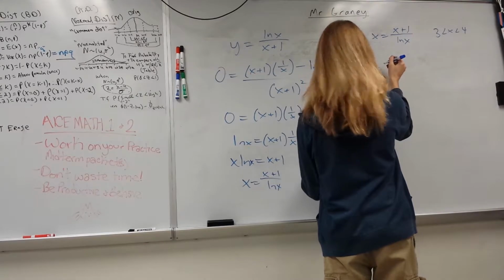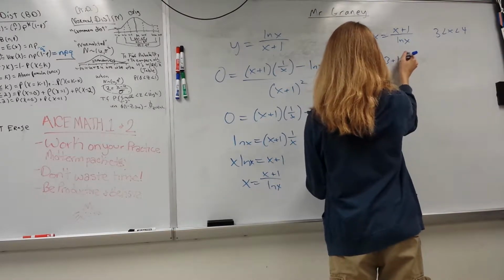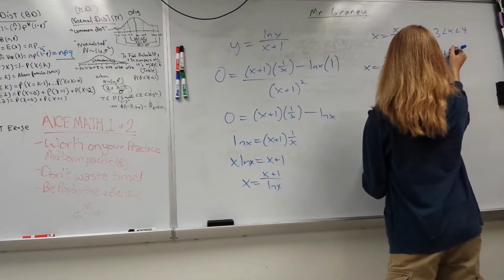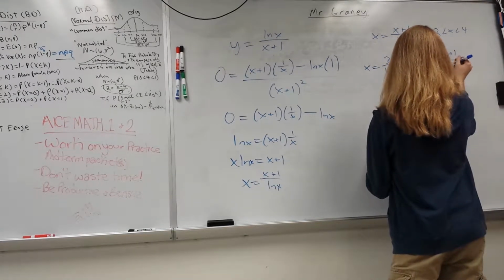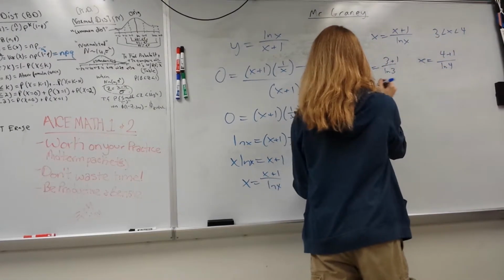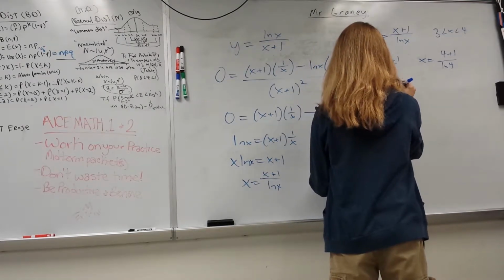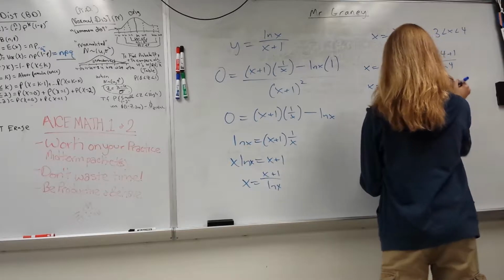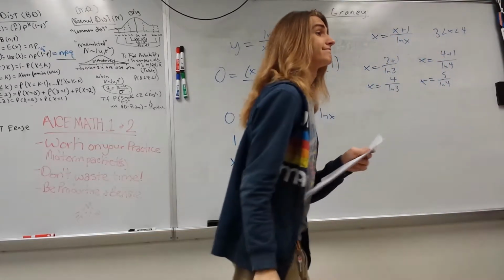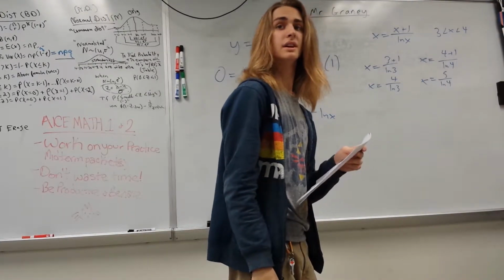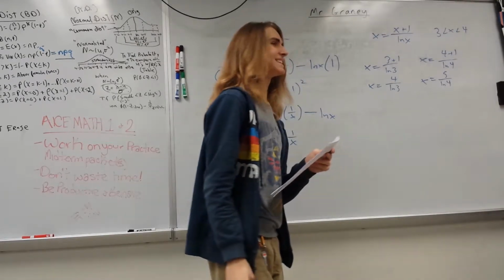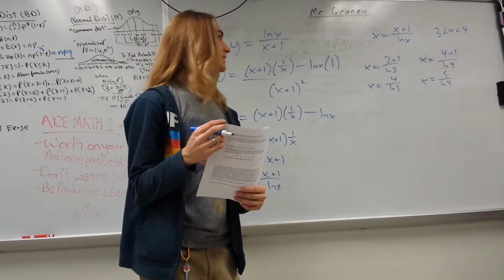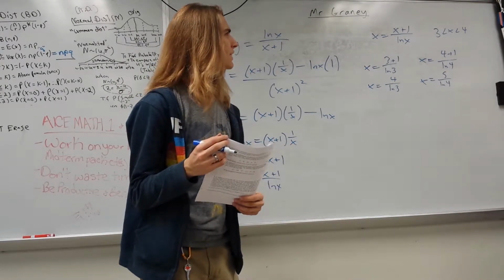I think we plug it in. Yes, 3 plus 1 over ln of 3, and 4 plus 1 over ln of 4. But how would that be a sign change for that one? What has to be a sign change? I don't know, we're going to hope to find out. I wouldn't think so, but then again, it's ln. Ln is always positive, right? They're both positive, I think.